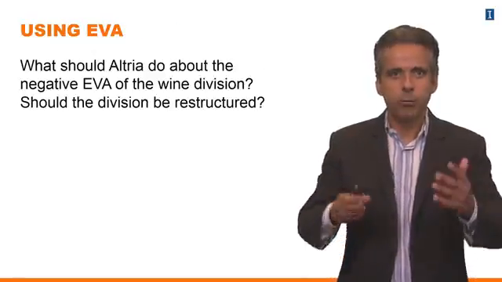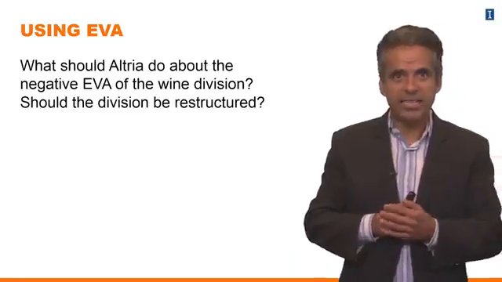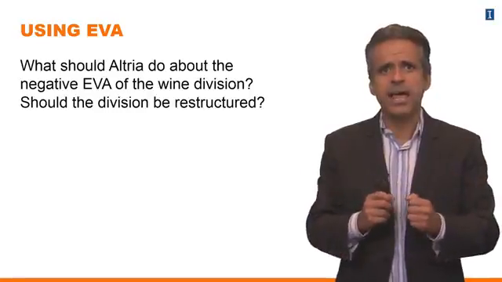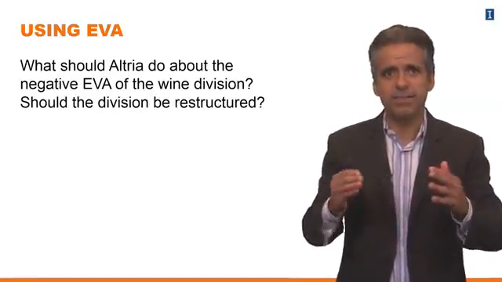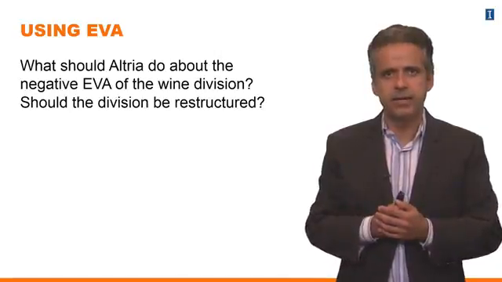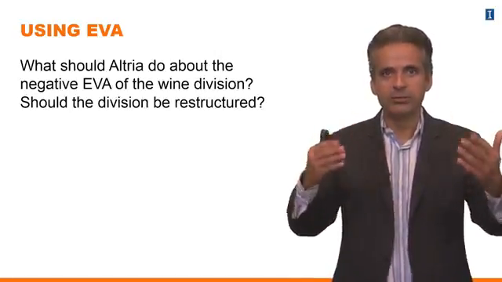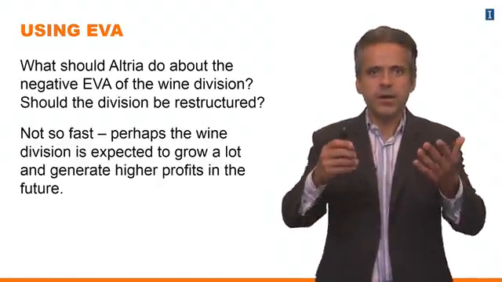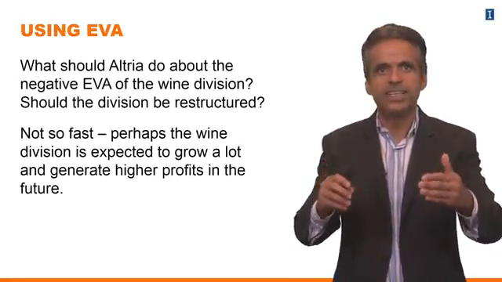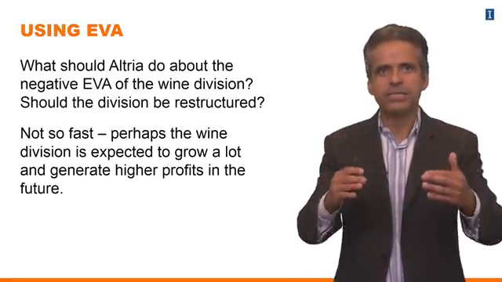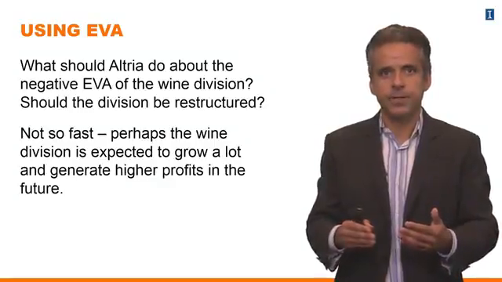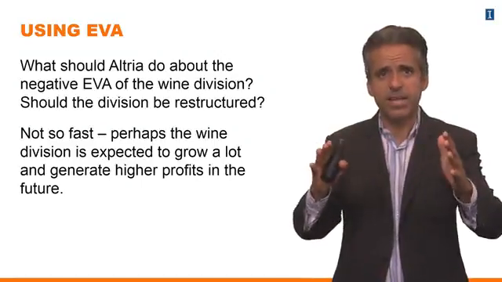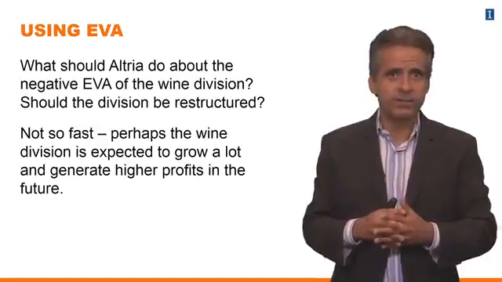Okay? How would we use EVA, right? So suppose that we had checked this calculation and really made sure that all the numbers are solid, and that we find out that the wine division is in fact generating negative EVA. Okay? What does that mean? Should we go ahead and restructure this division? Should we sell it off, right? What should Altria do? Okay? Here you have to be a bit careful. Okay? Notice that when we measure EVA, we are measuring current profits, right? EVA, by definition, tells you if a company generates economic profits in a given year, or if a division generated economic profits in a given year.